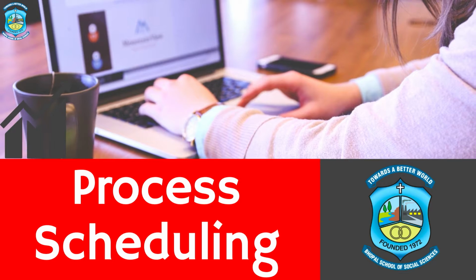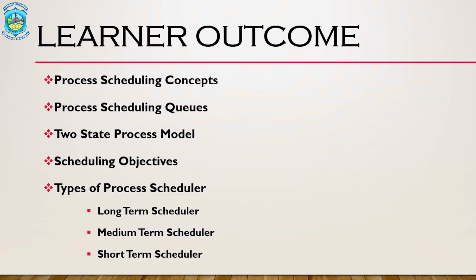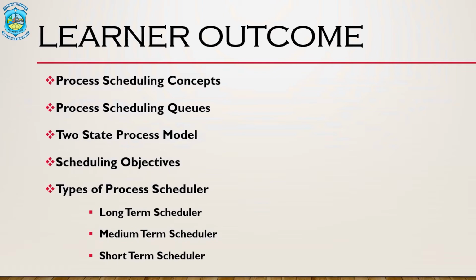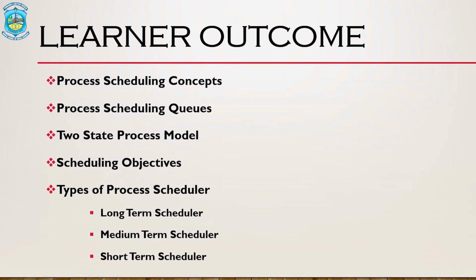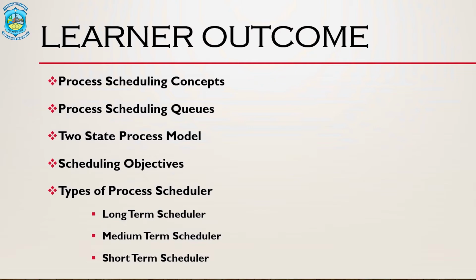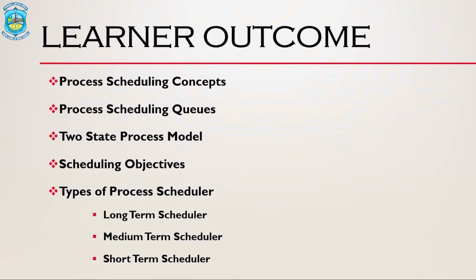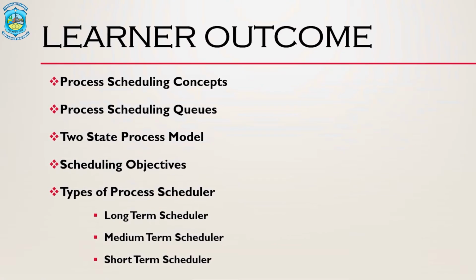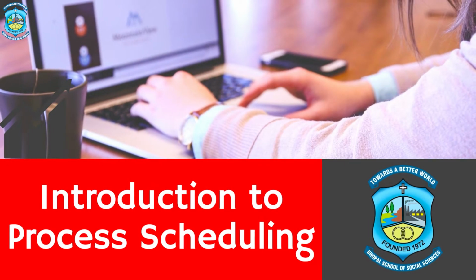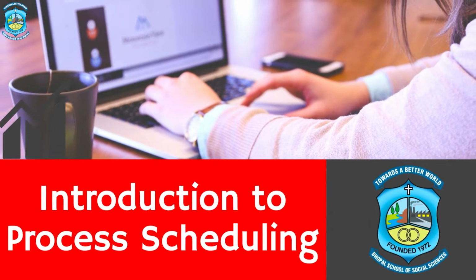In this module, we will be covering the following topics: process scheduling concepts, process scheduling queues, the two-state process model, scheduling objectives, and types of scheduling, that are the long-term scheduler, medium-term scheduler, and short-term scheduler. Now let us understand what process scheduling concepts are.